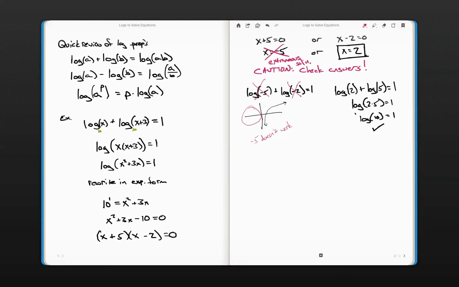Now, why does it happen that way? Because we converted a log equation to a quadratic equation. This quadratic will give us some results, but some of the results may not work back in the original. That's why you always check your answers. All right? Good. So let's move on to the next page, and let's try another one.